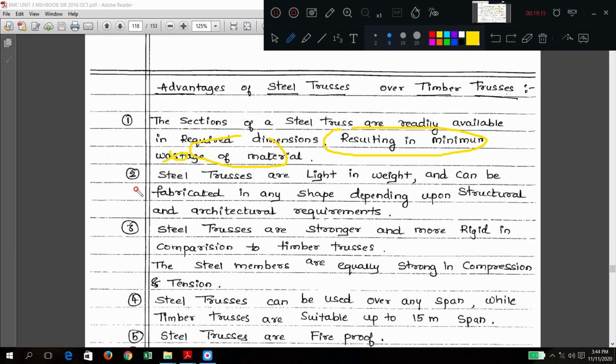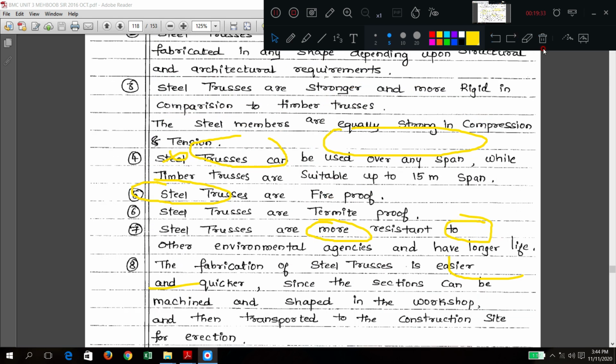Wastage is less, so it can be fabricated into any shape. These are very strong and rigid. These are good in compression as well as tension. Larger spans can be adopted here, so you can go for a 15 meter span. Very commonly, these are fireproof and termite proof, meaning insects will not attack, compared to timber. More resistance to environmental effects, meaning sunlight, winter, rain, dust. Fabrication is very easy. It can be manufactured in a workshop also.